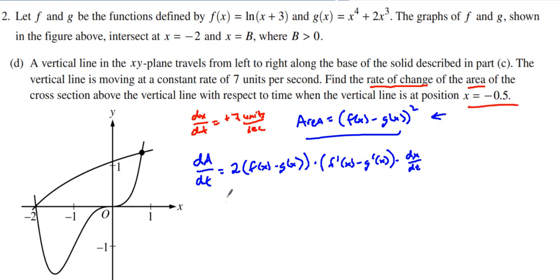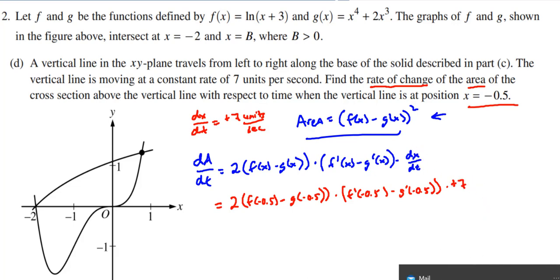x is equal to -0.5. So we have 2 times f of -0.5 minus g of -0.5 times f prime of -0.5 minus g prime of -0.5 times dx over dt, which I called positive 7 units per second.